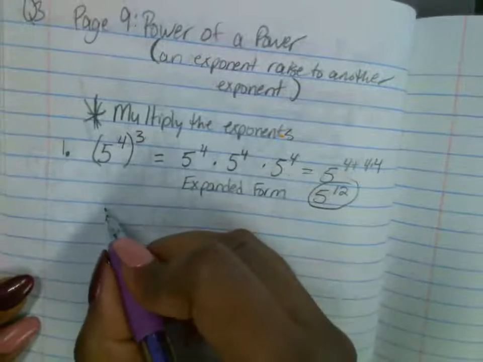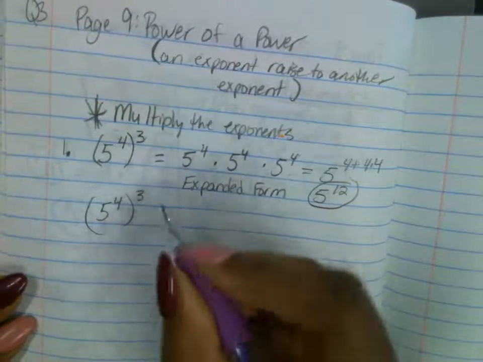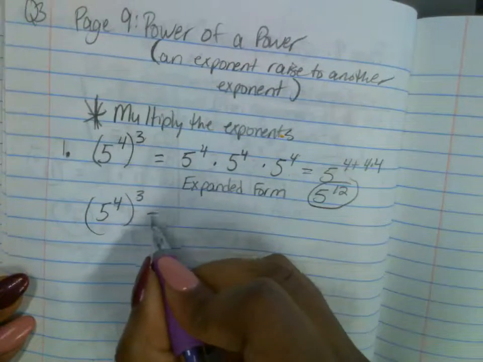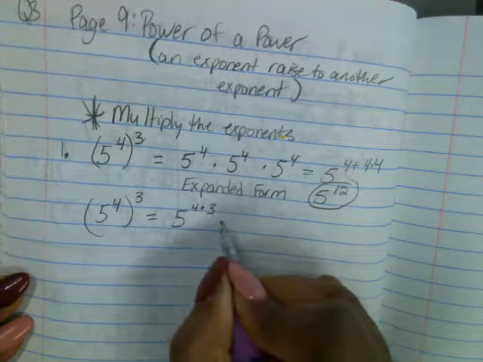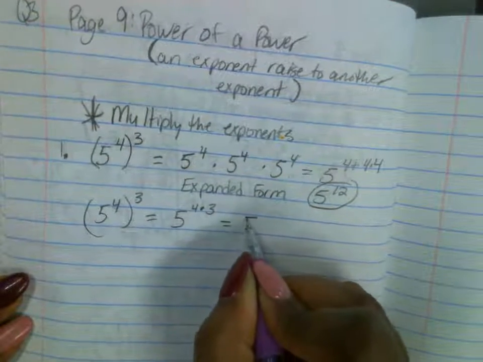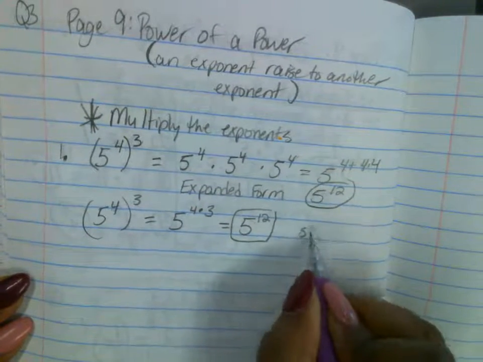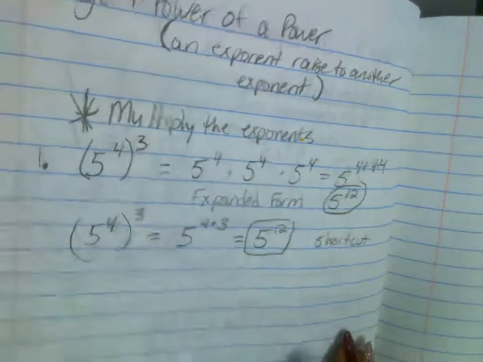All right, so shortcut. 5 to the 4th raised to the 3rd power. We're going to take these exponents and multiply them. So this is going to be 4 times 3. What's 4 times 3? 12. This is going to be your answer. And this was our shortcut. That's what we're going to practice, okay?